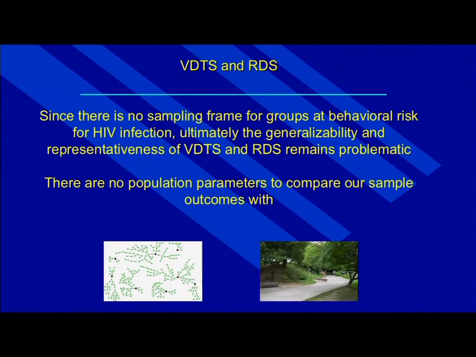So when we compare the two, there is no sampling frame actually for either one. So we will always have problems in generalizing the results to the population of interest, also because we do not have the population parameters to compare them with. So we are still stuck with what we find in the sample, but we do not know how it looks in the overall population.